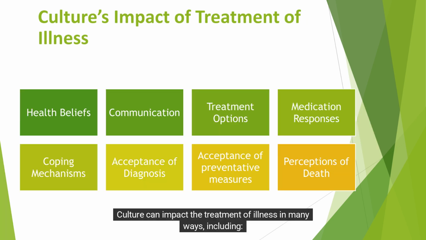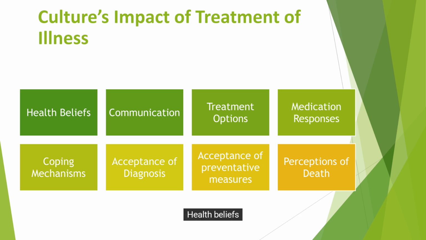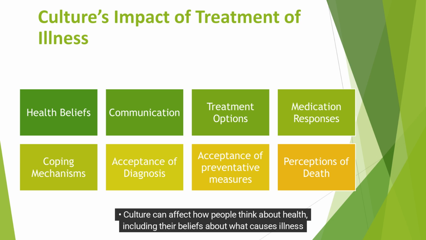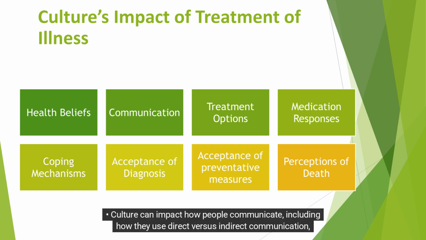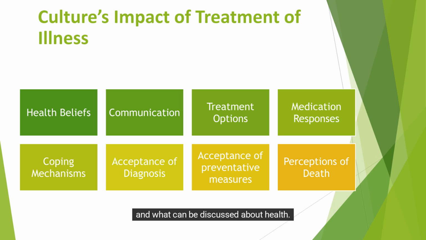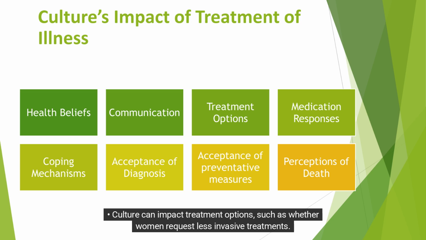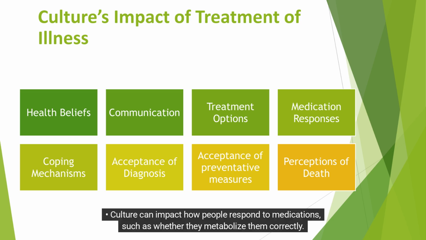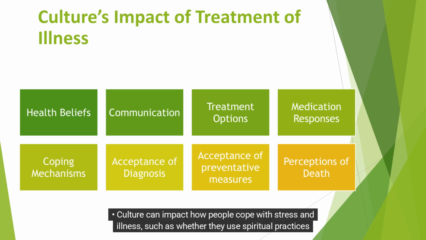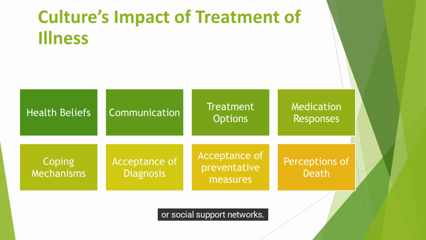Culture can impact the treatment of illness in many ways, including health beliefs. Culture can affect how people think about health, including their beliefs about what causes illness and how to prevent it. Communication. Culture can impact how people communicate, including how they use direct versus indirect communication, and what can be discussed about health. Treatment options. Culture can impact treatment options, such as whether women request less invasive treatments. Medication responses. Culture can impact how people respond to medications, such as whether they metabolize them correctly. Coping mechanisms. Culture can impact how people cope with stress and illness, such as whether they use spiritual practices or social support networks.